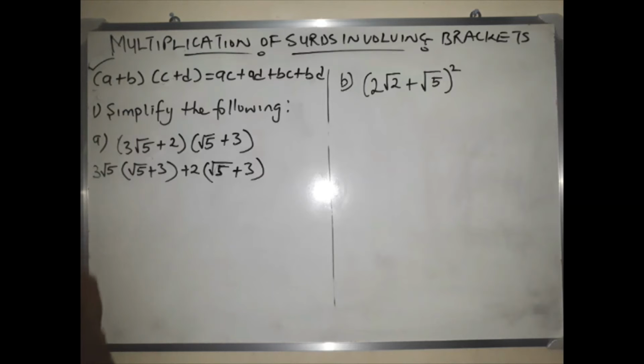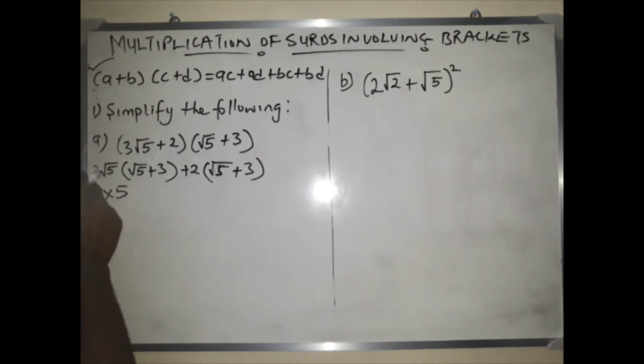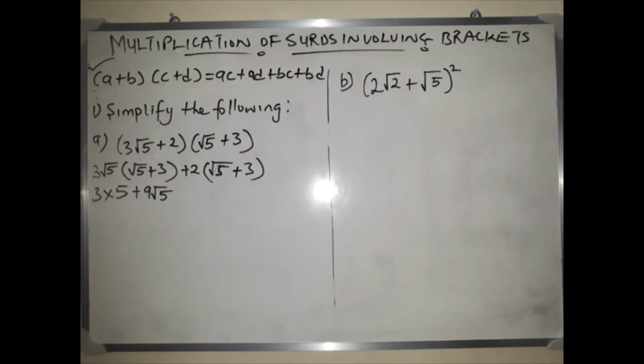Okay, so now I said 3√5 times everything here. 3√5 times √5 is going to give me 3 times 5. I'm sure we understand how to multiply surds now. So 3√5 times √5 will give you 3 times 5. Now 3√5 times plus 3 will give me plus what? 9√5. Okay, so I'm done with this first one.